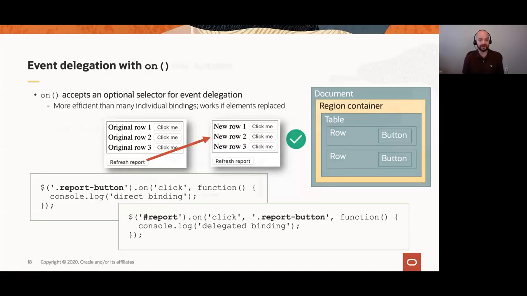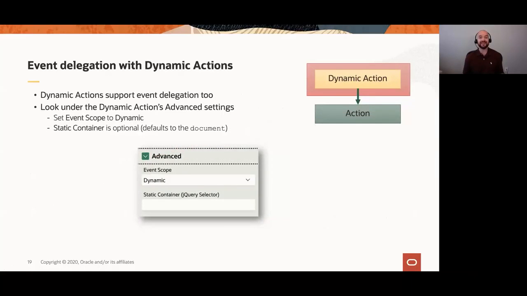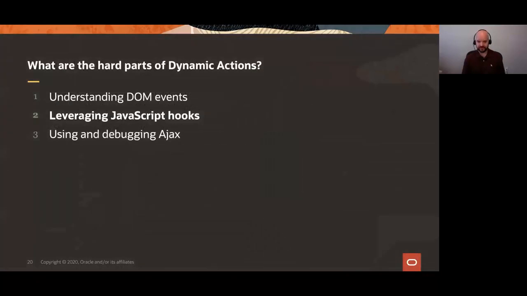And the cool thing about it in Apex is that it's baked in. You may have even seen this feature before. If you look under the parent section of the dynamic action, under advanced, event scope, dynamic. If you've ever wondered what that was for, that's exactly what it is. Dynamic means use event delegation. It then exposes this optional static container to you for you to use, but really it defaults to the document, so you don't have to put anything there at all. But that is a very, very powerful feature if and when you need it.